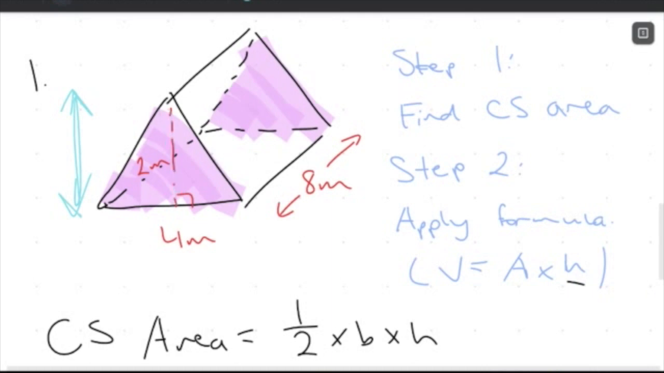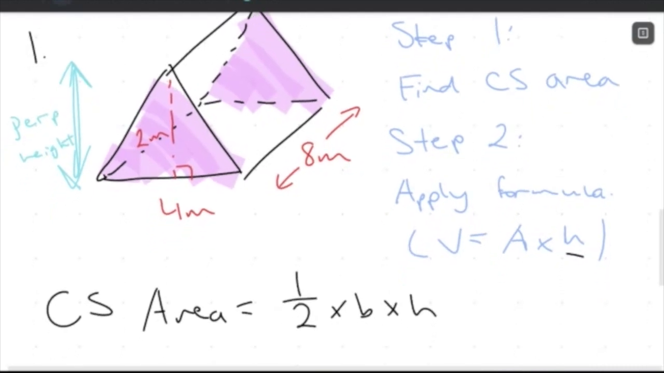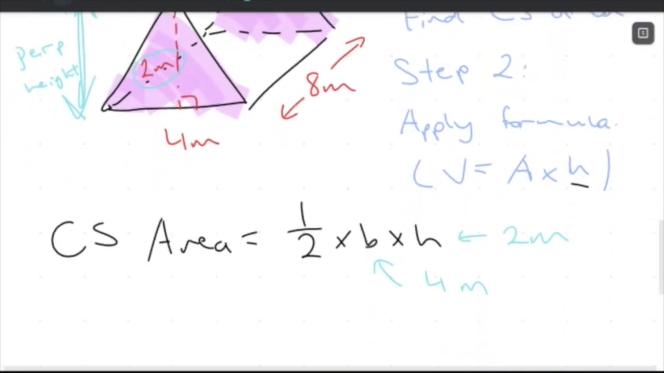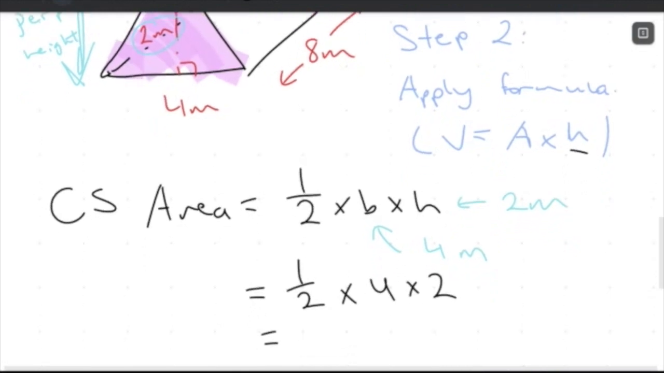So this is my perpendicular height. So to find this, my height here, let's draw that a bit nicer. This one here, well, that's going to be my 2 meters. And my base that I substitute in is going to be 4 meters. Now, putting that in, I get 4 times 2 times a half. So let's actually write our next line of working, make this look nice. I have half times 4 times 2. And that gives me 4 meters squared.